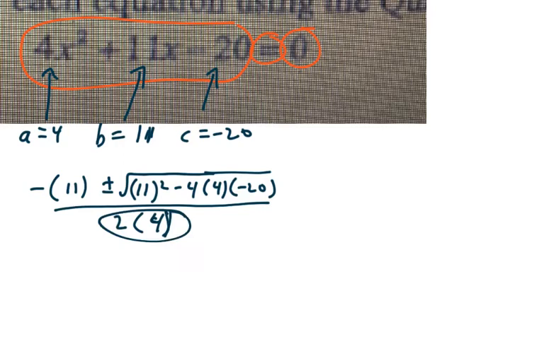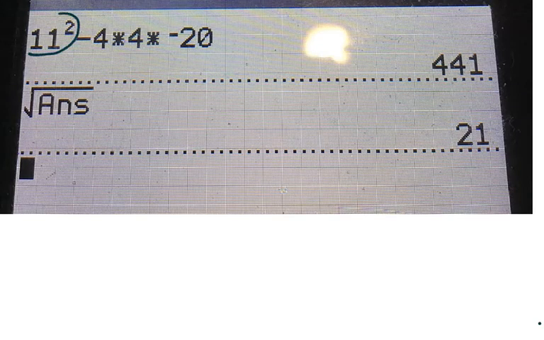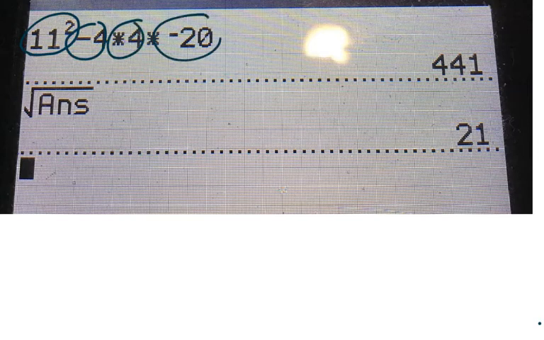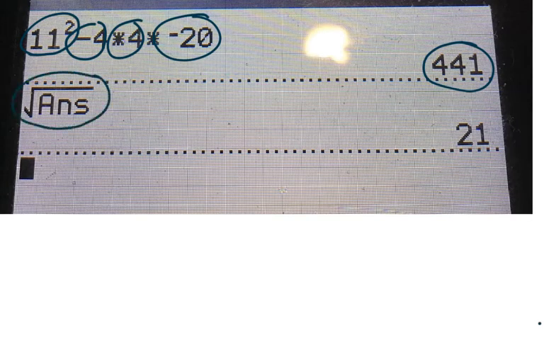All right, now 2 times 4 is 8. Negative of 11 is negative 11, plus or minus. Now, the first thing I always do on my calculator, guys, I do everything inside the square root. Do the square root separate. There's a reason you'll find out in this video. Okay, so when I do 11 squared minus 4 times the a times the c, I get 441. Again, what I did was this right in here. And I took the square root of that answer, and I know it's 21.